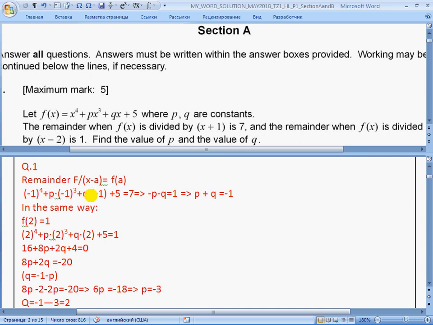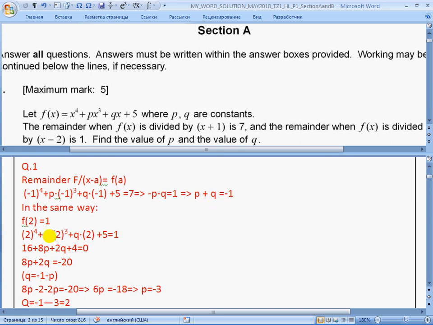If you divide a function by x minus a, the remainder will be the value of the function at this point a. Here a is minus 1, remainder is 7. Here a is 2, remainder is 1. So let's evaluate the function at minus 1. It should be equal to 7. We find that p plus q equals minus 1.